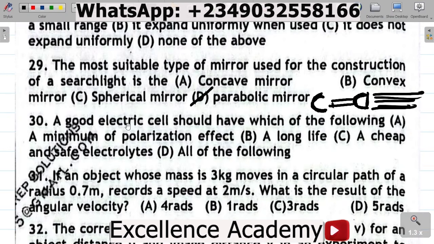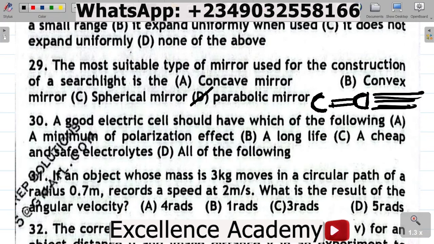Finally, question number 30. Question 30 says a good electric cell should have which of the following? A, a minimum of polarization effect. B, a long life. C, a cheap and safe electrolyte. D, all of the following. So I think this question has been repeated this year. We already answered this previously.